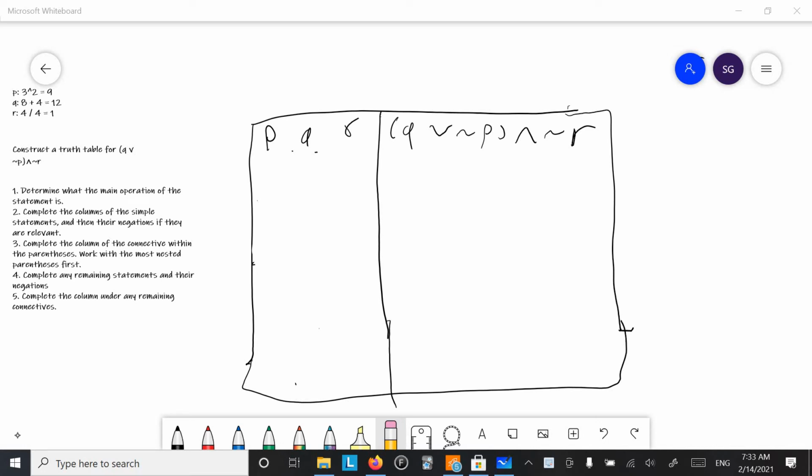Hello, and now we are going to be working with 3 statements instead of 2. And now we have to figure out how that changes things. So, first off, you may notice the table got bigger.